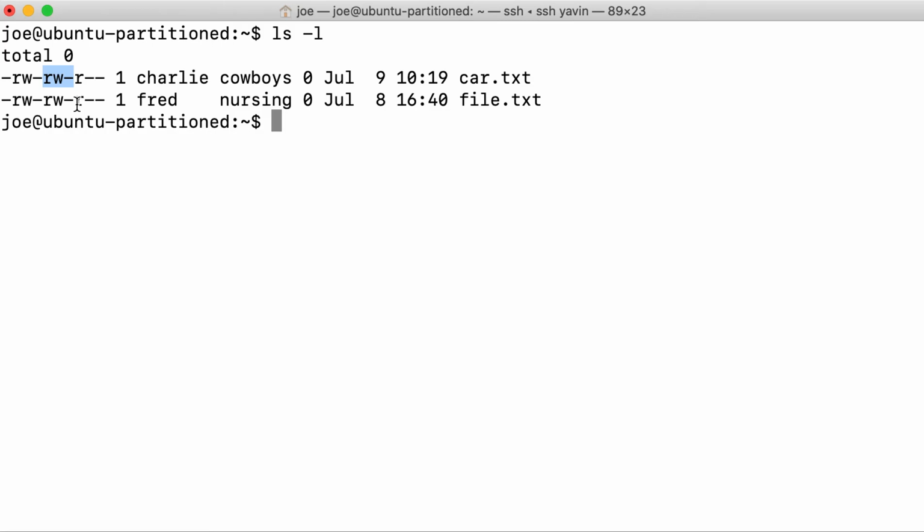Now, anyone else, anyone that's not Charlie and not a member of the Cowboys group, is what we call other. And other is represented by these last 3 characters. And you can see here that only can they read. Others on the system can only read the file. They are not allowed to write to the file. They are not allowed to execute. And so that's how you interpret the permissions of a file. In the next video, we will learn how to set permissions of a file or directory.